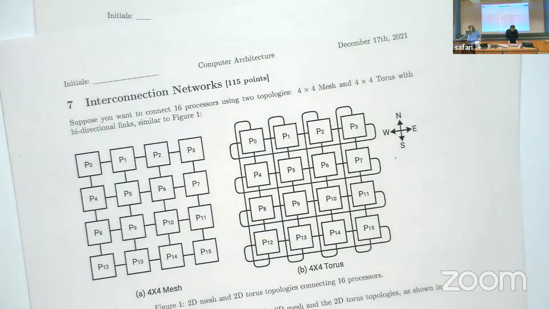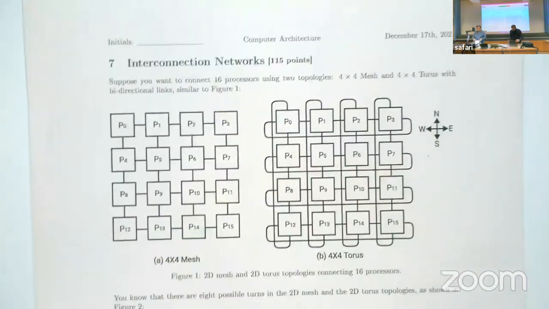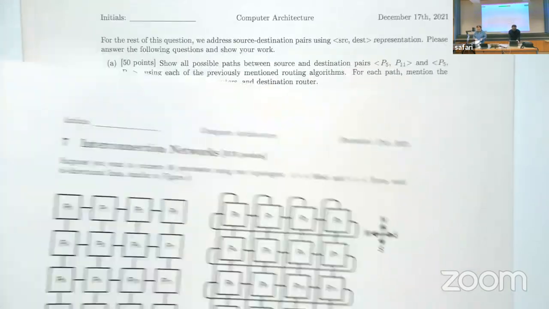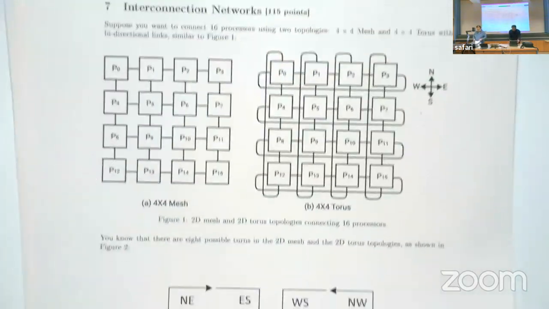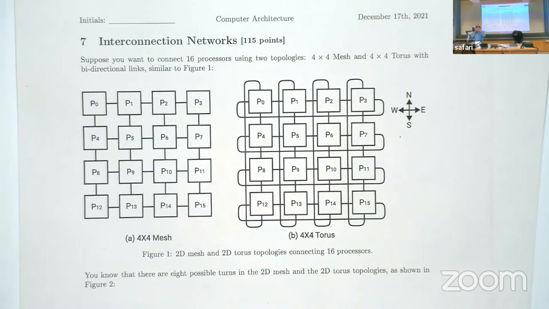Okay, so we are going to run out of time soon, but I'm going to quickly also discuss this question, the interconnection networks. In this question, we have 16 processors, and we are connecting them in 2 different topologies. The first one is a 4x4 mesh, and the second one is a torus.